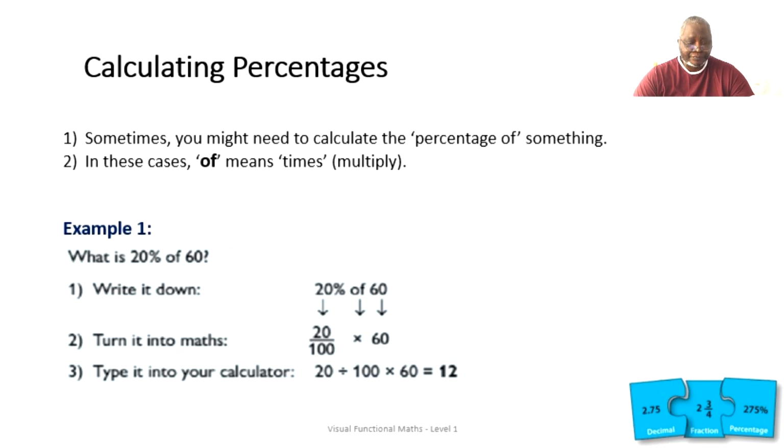Let's look at example 1. Write 20% of 60. What it's saying is, you write your 20% of 60 down. That is just the statement you're looking at, and then you write the math down, which is 20 over 100 times 60. In your calculator, you simply key it in as 20 and then divide, followed by 100, followed by times, followed by 60, and then you press your equal sign and you'll have 12. So 20% of 60 is 12.